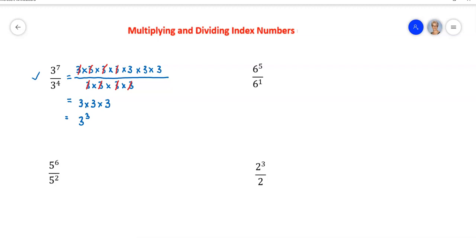Now, once again, can you see a pattern with our index number that we have in the answer and our 2 index numbers that we have here? 7 minus 4 gives me 3. So it seems that if I subtract these 2 index numbers, I'm going to get the power that I have here in the answer. Let's try it with the second example.